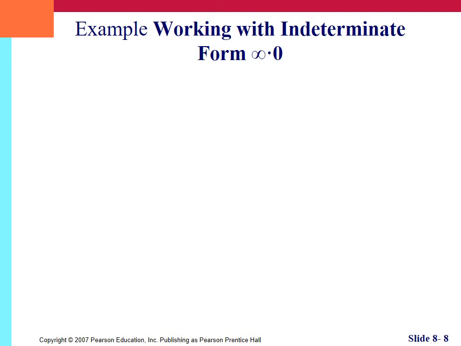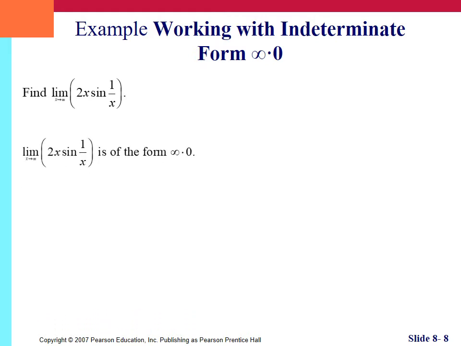Let's see the next example. That is an infinity times 0 type of indeterminate form. Find the limit of 2x times sine of 1 over x. If we plug in this very big infinite number in place of 2x, it gives us infinity, obviously. And if we plug in a big number in 1 over x, it goes close to 0, and sine of 0 is 0, we know that. So it gives us an infinity times 0 form of indeterminate. Hence, we need to apply our L'Hopital's rule.